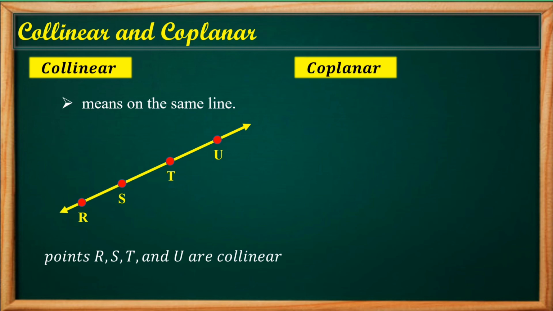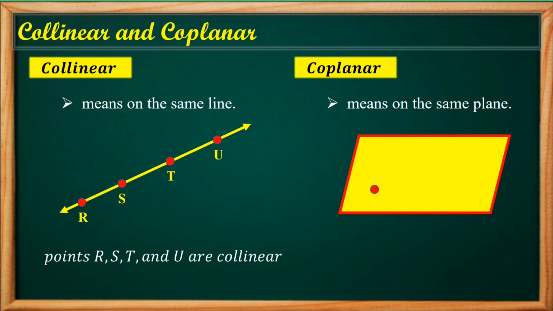Pag sinabi naman natin coplanar, it means on the same plane. Kapag collinear, on the same line, coplanar, on the same plane. Lahat ng points, example, point R, point S, and point T, ay nasa iisang plane lang. Therefore, point R, S, and T are coplanar. Okay, yun ang pagkakaiba ng collinear at saka ng coplanar.